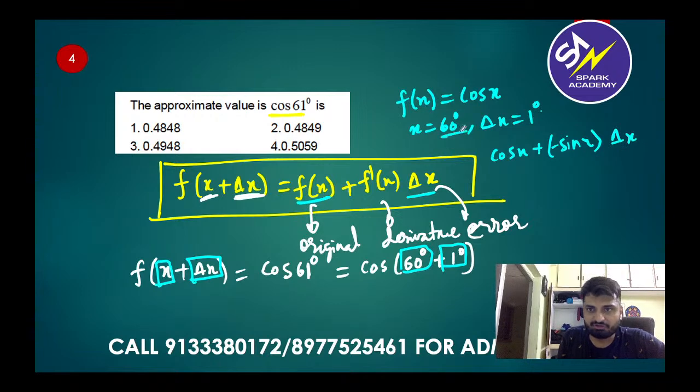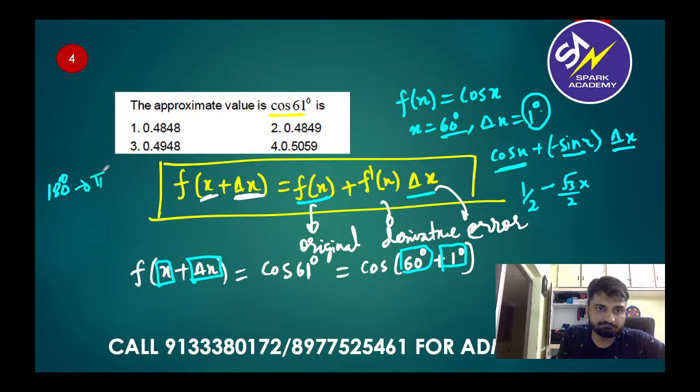So what is it? Substitute 60 degrees. What is cos 60? Cos 60 is nothing but half minus sin 60. Sin 60 is nothing but root 3 by 2. And delta x is nothing but 1 degree. Now how do you write 1 degree? We know that 180 degrees is pi radian. So 1 degree is pi by 180. So this I can write 1 by 2 minus root 3 by 2 into pi by 180. So how do you simplify?